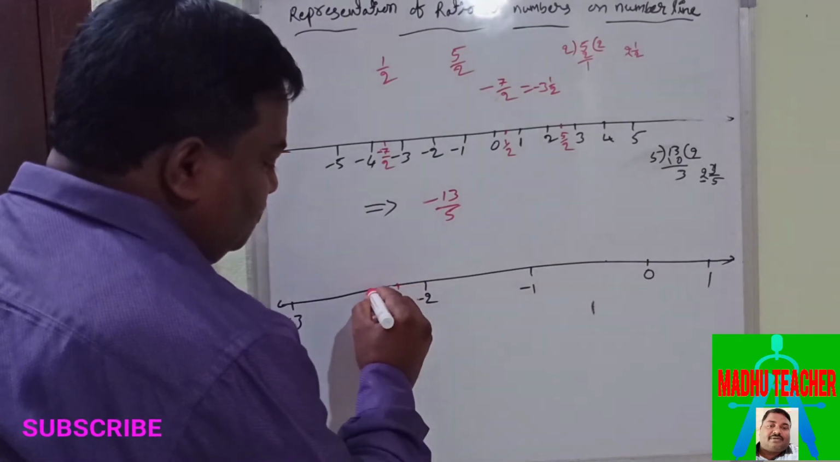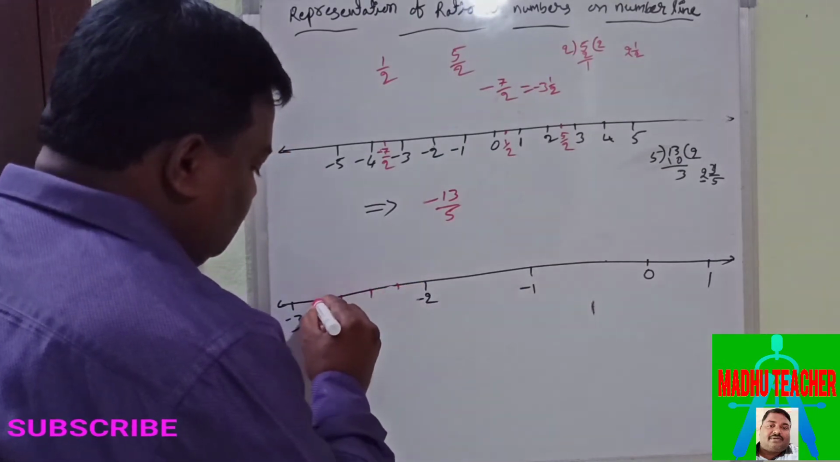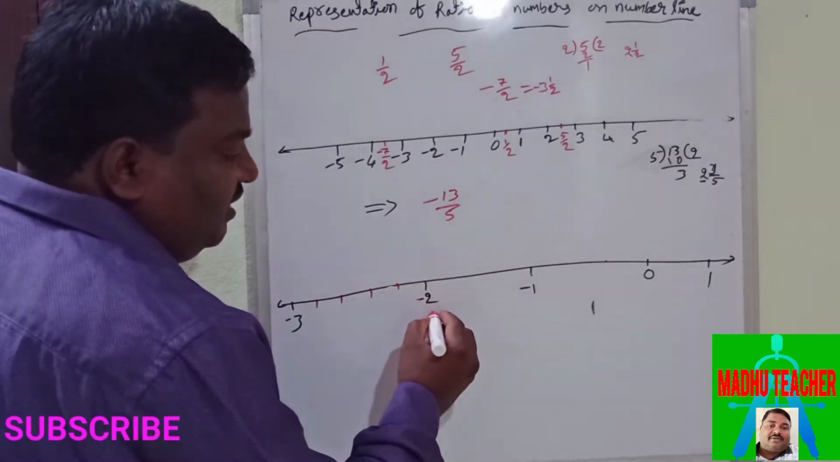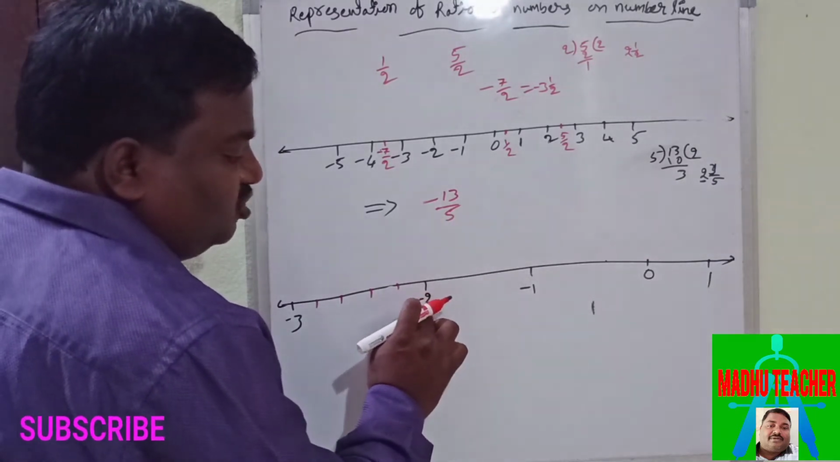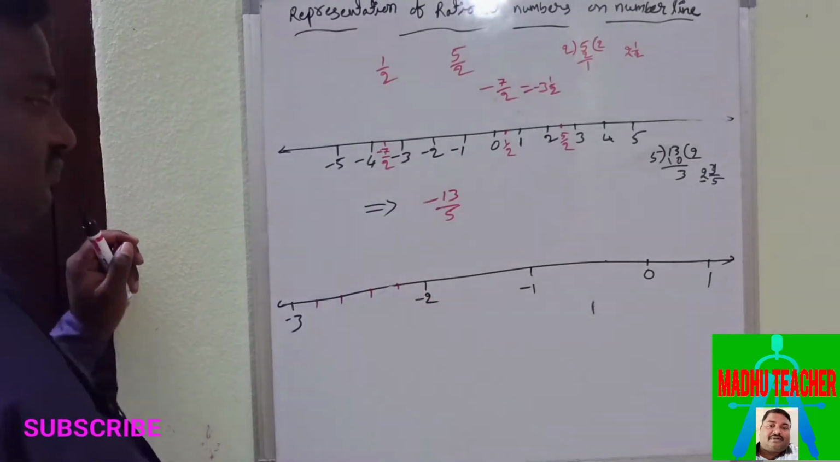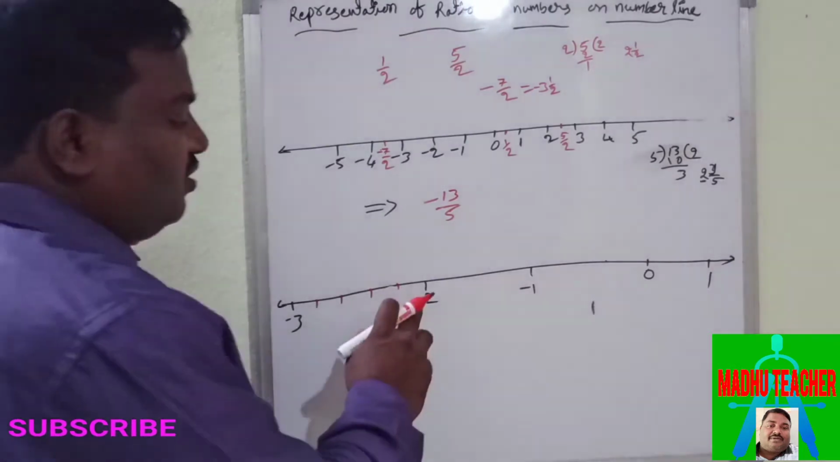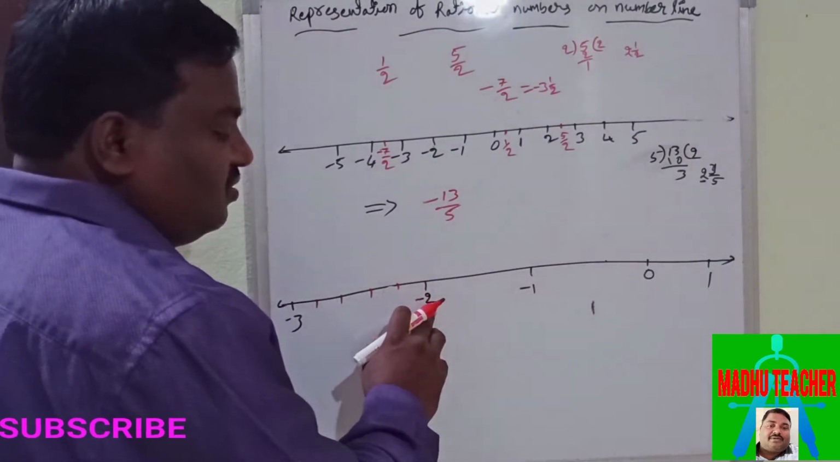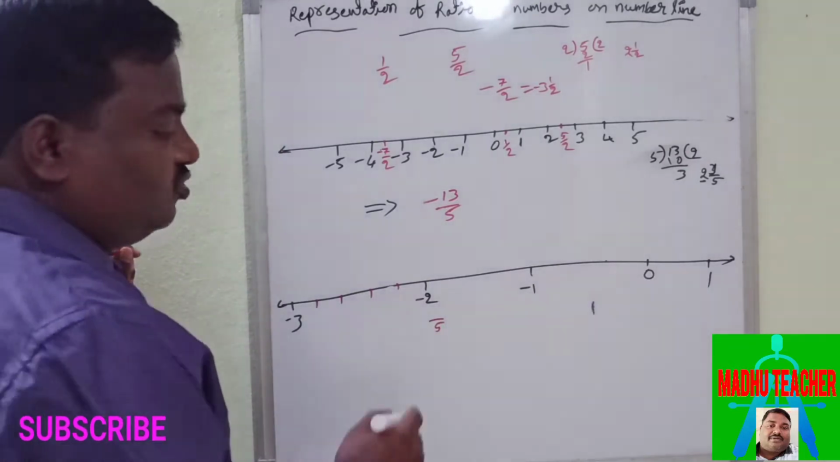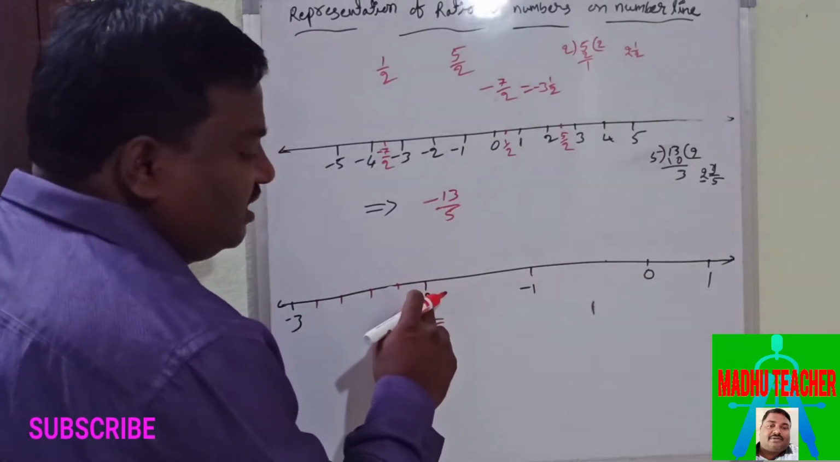1 2 3 4 and 5. So this is -2, right. Okay, so now we have to write -2 with denominator as 5. So by taking what numerator we will get -2?